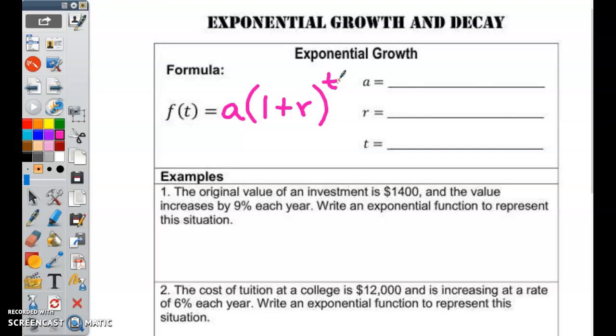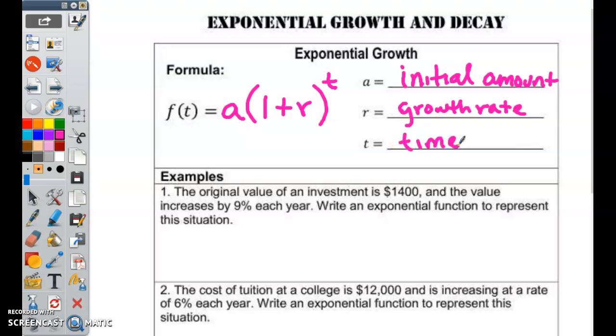So A, we talked about it yesterday, is the starting value or the initial amount. So what did you start with? That is going to be on the outside, your A, con lo que comienzas. R is the growth rate, which is usually a percentage. They give it to you as a percentage, and then you have to change it into a decimal. Okay, and T is going to be your time, which sometimes we use X.